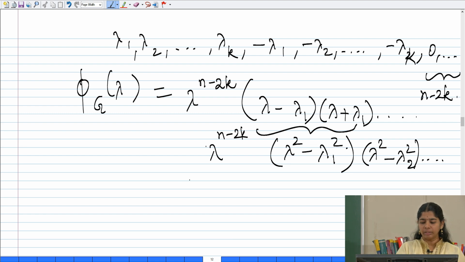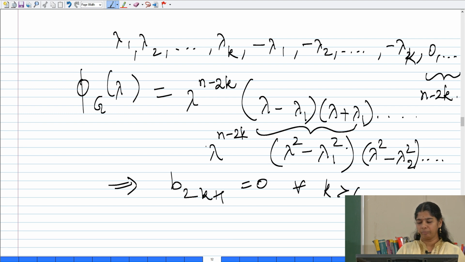So, this implies that b 2k plus 1 is equal to 0 for every k possible. Now this completes the proof of the equivalence. So, now we will continue with what we wanted to do next.